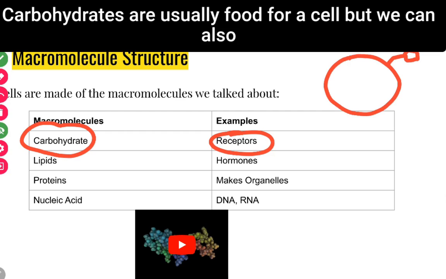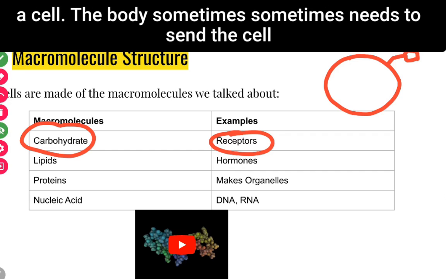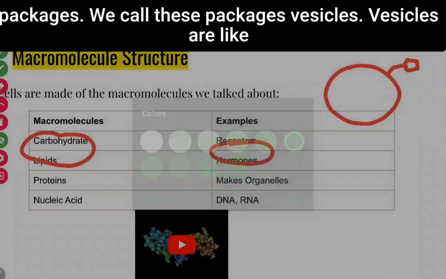Carbohydrates are usually food for a cell, but we can also use them for receptors. A receptor is like an address for a cell. The body sometimes needs to send the cell packages. We call these packages vesicles.